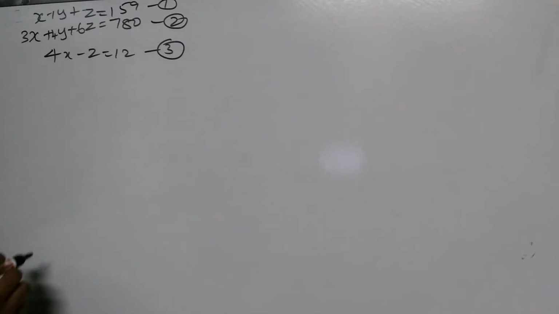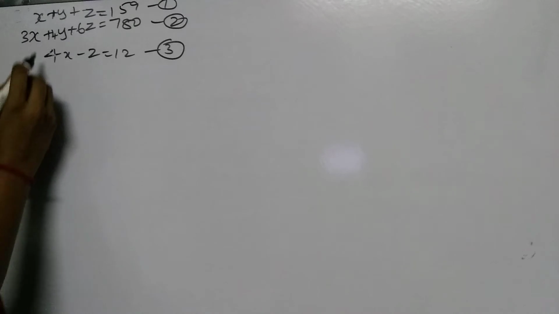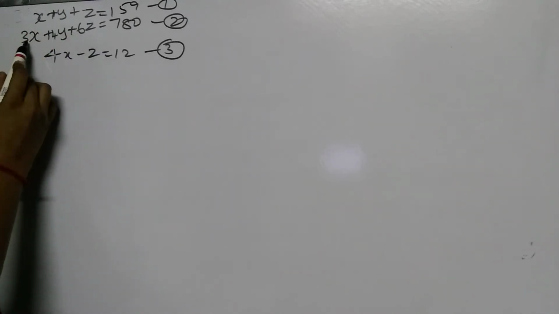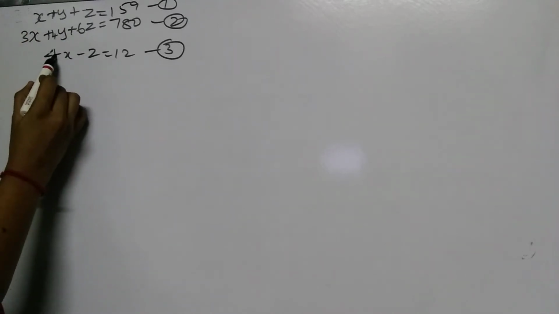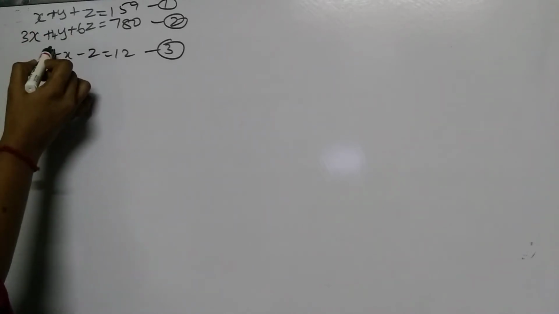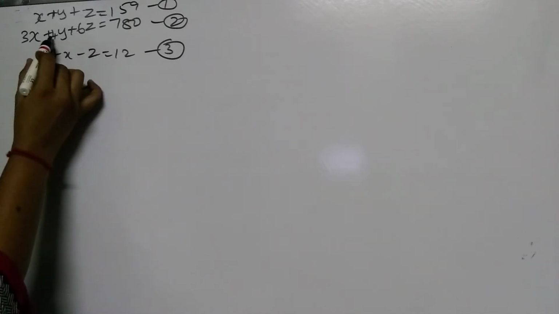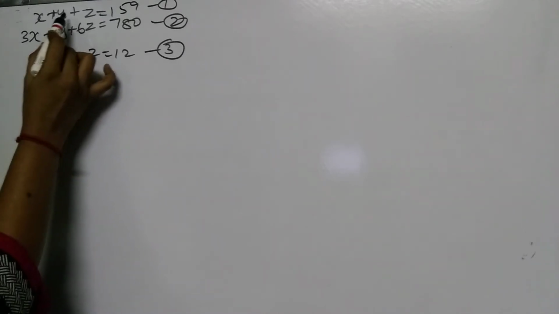Okay. Now, solving 1 and 2. What is it? The first equation has x, y, z. The second equation has 3x, 4y, 6z. The third equation has only x and z. So you have to cancel the y term. That means multiply the first equation by 4, because the second equation has 4y.